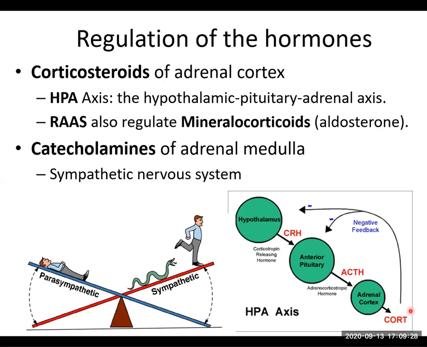And here, corticosteroids basically have three groups of hormone: the mineralocorticoids, the glucocorticoids, and the sex hormone. And so that's how we regulate it. Later we will learn what triggers it, what increases it.